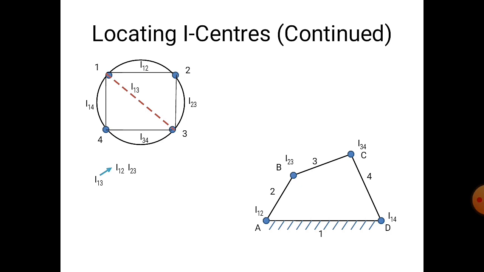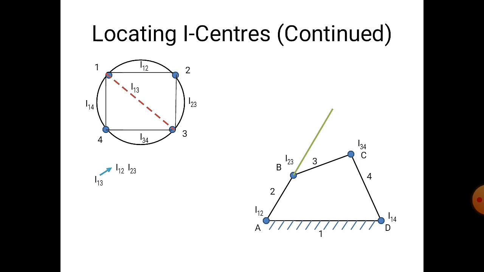Hence the I13 center will lie on the line joining the points I12 and I23. So now I am going to draw a line from eye centers I12 and I23 and extend it as shown.